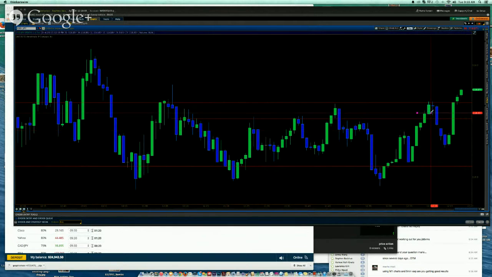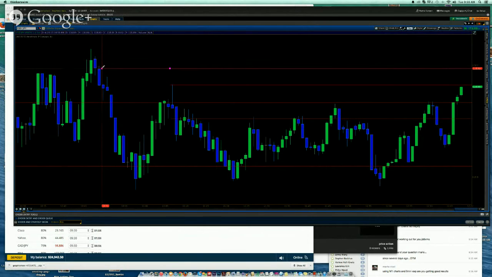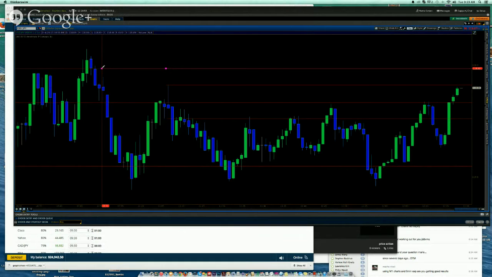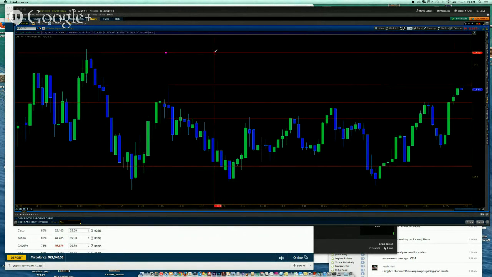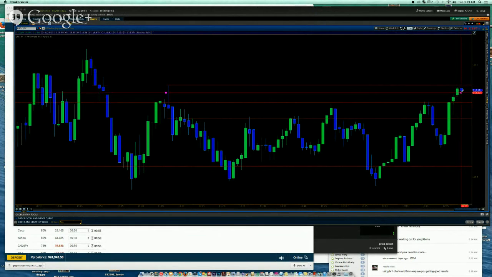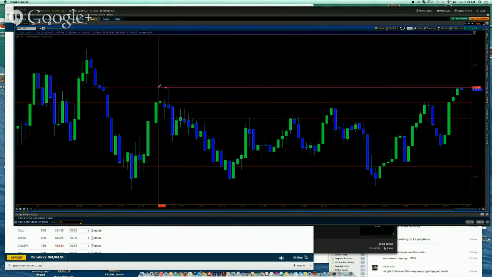Now, as you see, at one point in time, this was the highest point, right here. So it can come up to this point. Also, it can come up to this line right here before we see a retracement. See, so this is the retracement that they're looking for right here.